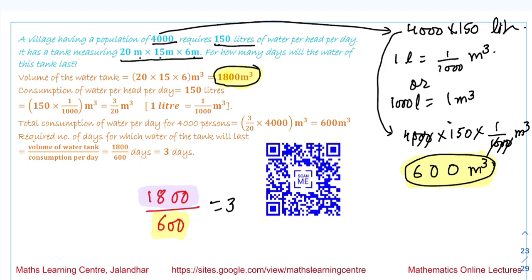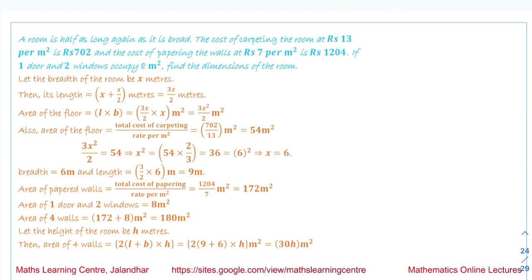We are saying a room is half as long again as it is broad. So suppose the breadth of the room is x. So it is half as long again. What does this thing mean?